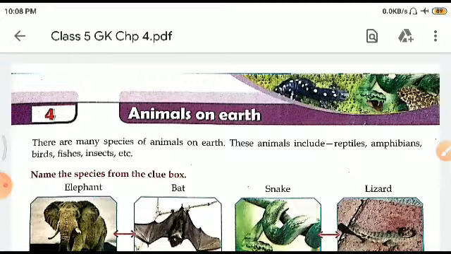Amphibians are the animals which live on both land as well as water. Birds, we all know. Fishes, yeah, they live in water. Insects, that is, small creatures like bugs, etc.